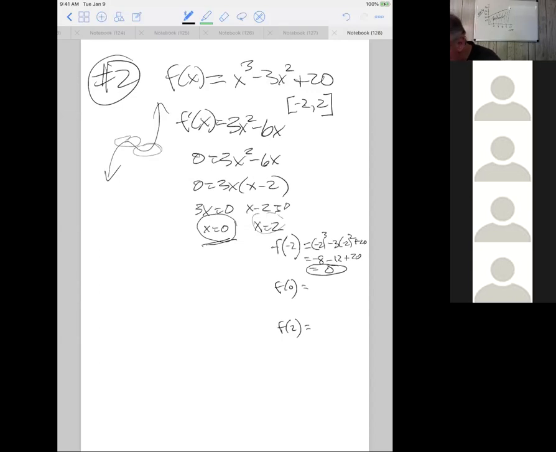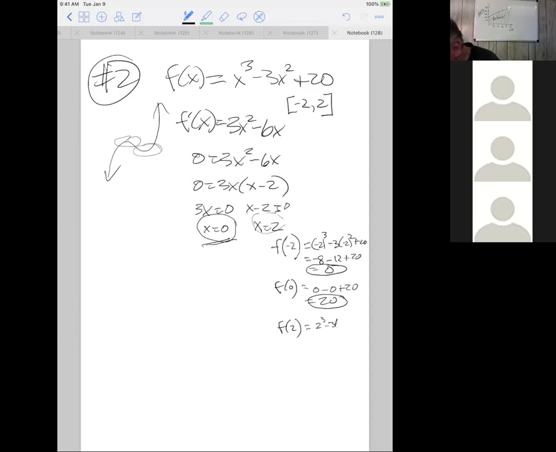Plug in 0. We get 0 minus 0 plus 20, which equals 20. That's another value. Then plug in 2. We get 2 cubed minus 3 times 2 squared plus 20, which is 8 minus 12 plus 20, which is minus 4 plus 20, which is 16. So these are the 3 values. 0 is the smallest, 20 is the largest.